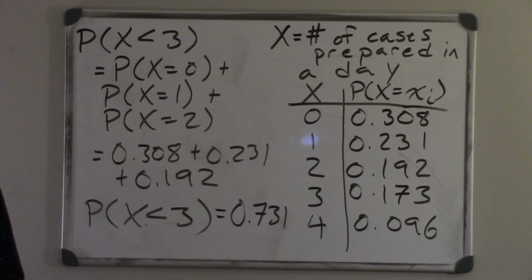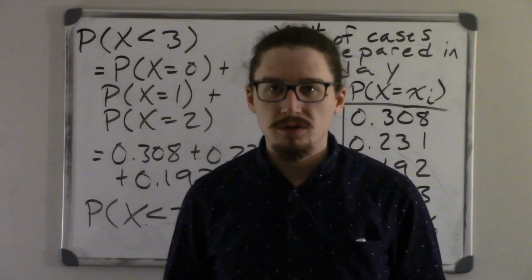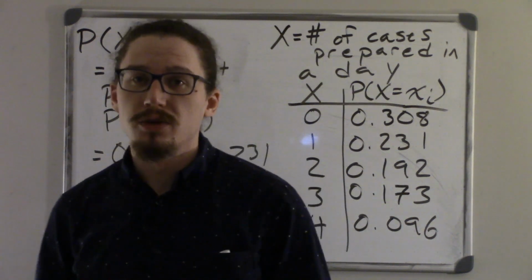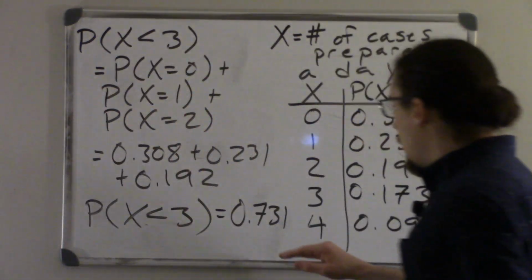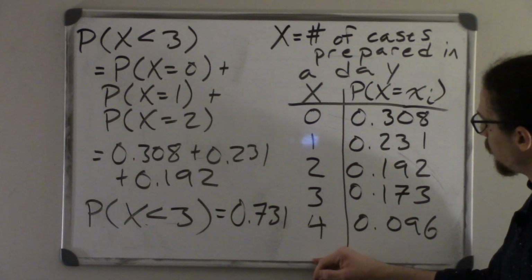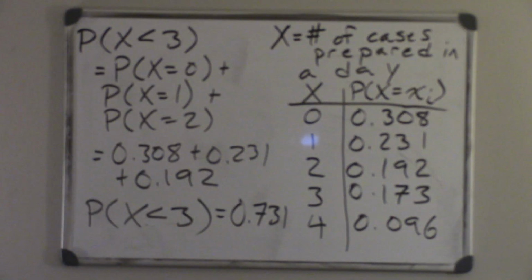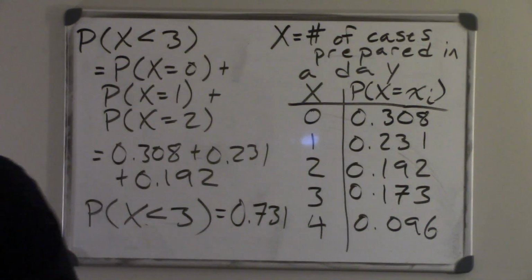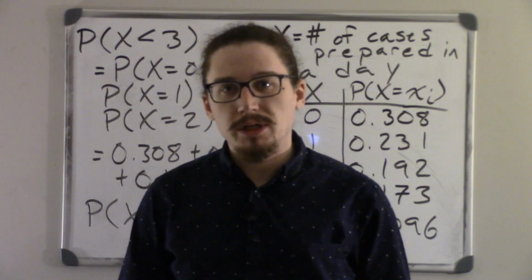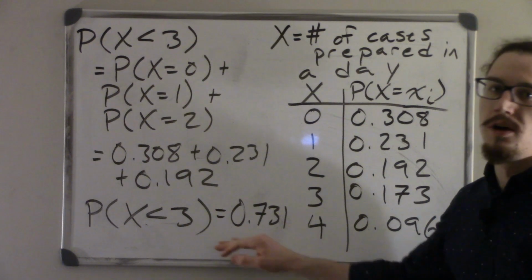And that is how we would find one of these probabilities. We're going to be heavily relying on the fact that our probabilities are additive for a discrete probability distribution. So that is kind of the rundown for a discrete probability distribution.